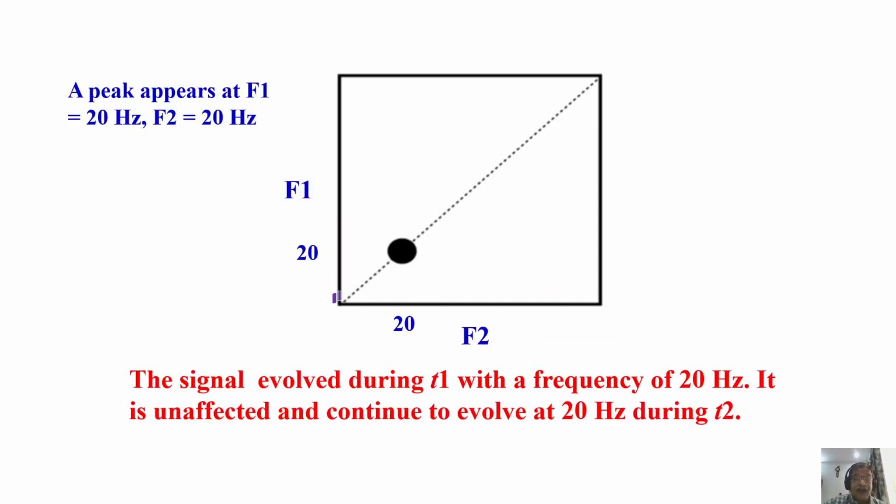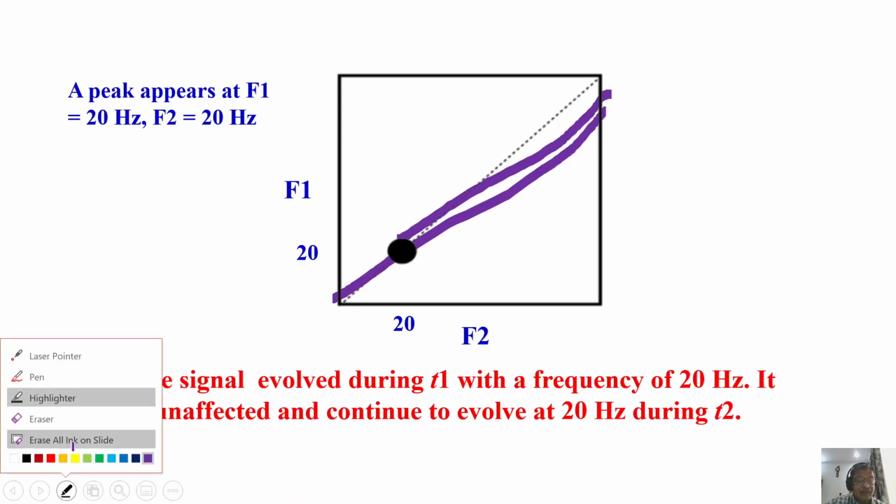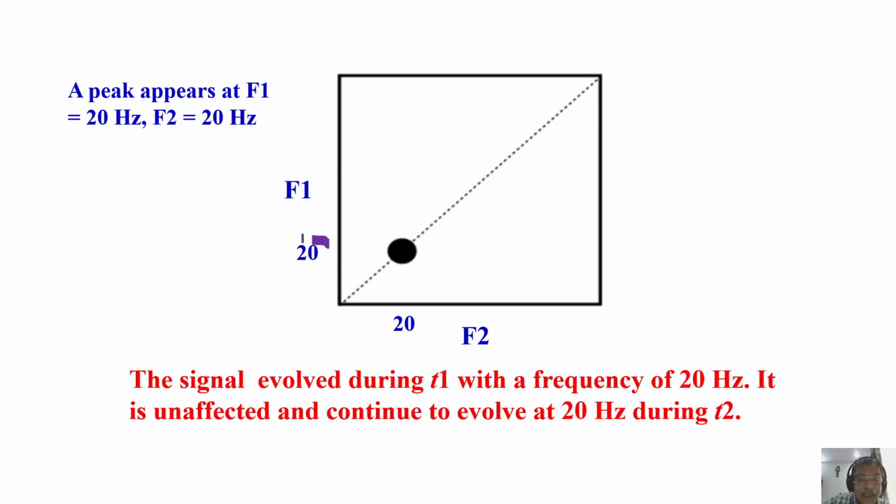Remember, now the peak is on the diagonal. Okay, on the diagonal now. What do you understand from this? There was a peak which was precessing at 20 hertz in the F1 dimension, and its frequency is unaffected and it has not given magnetization to any other spin. So it continues to remain at 20 hertz precessional frequency even in the F2 dimension. That means it has no coupled partner to give its magnetization to other spin. As a consequence, this peak comes as a diagonal peak.